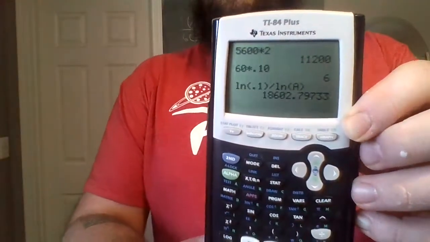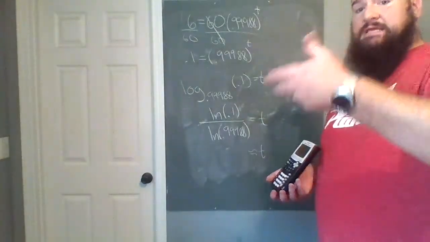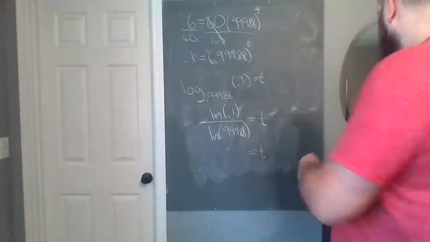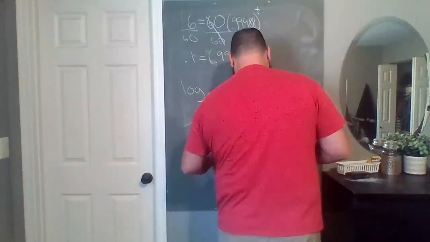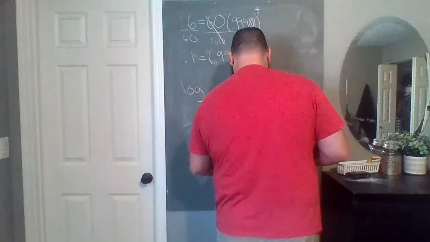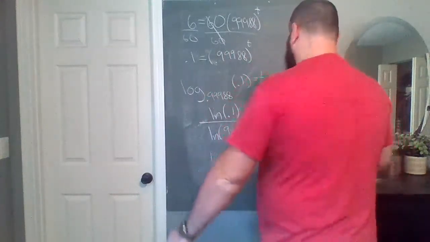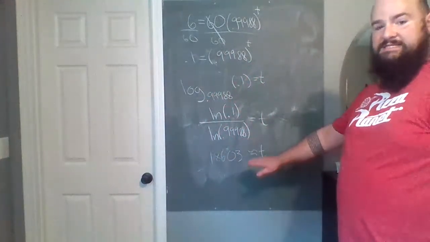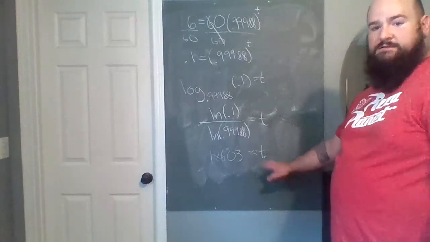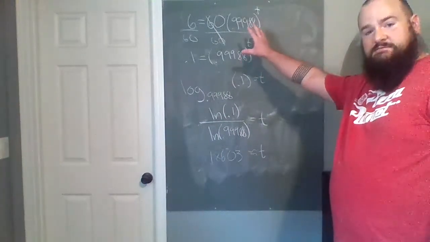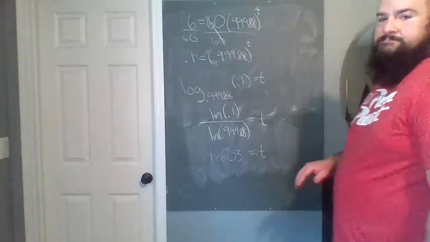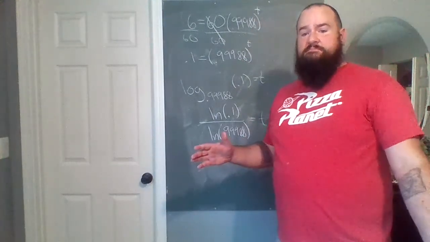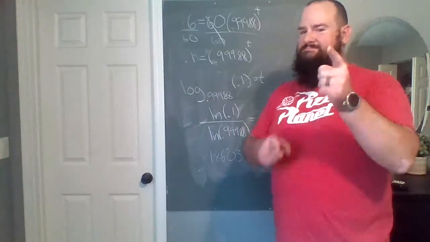18,602 years. So if it goes a little over, it's going to happen in that many years, or if you want to, you can round up. We'll just go with the nearest year, 18,603 years. So it's going to take 18,603 years approximately until we have 6 grams left, or 10% of our original sample. And that's half-life. Hope you have fun with it. I'll see you later.